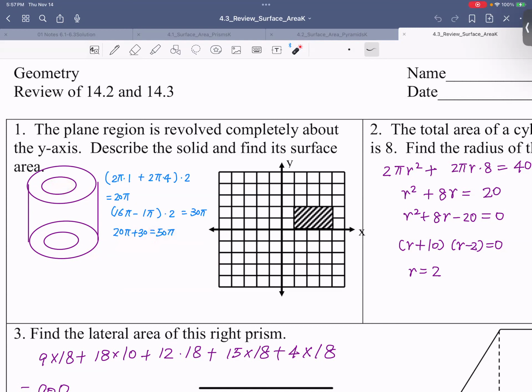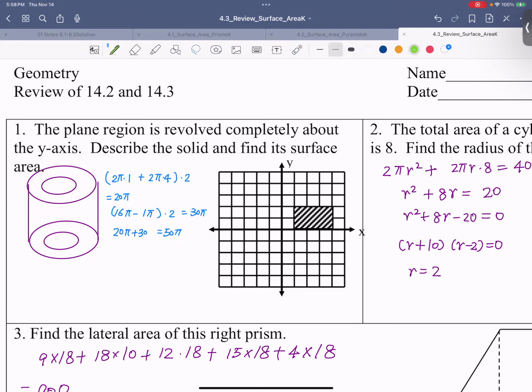Use the big circle area, which is pi r squared. R is 4, r squared is 16. Okay. The smaller one, r is 1, r squared is 1. So 16 pi minus 1 pi equals 15 pi, doubled is 30 pi. The lateral surface is 20 pi. The top and bottom ring area is 30 pi. So you do this summation, which is 50 pi.